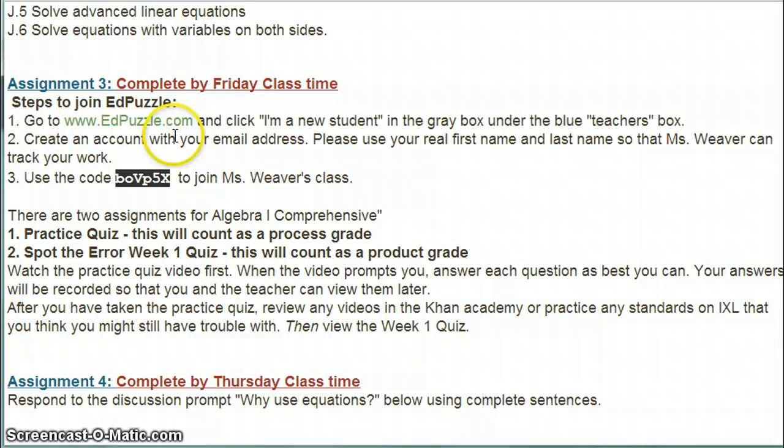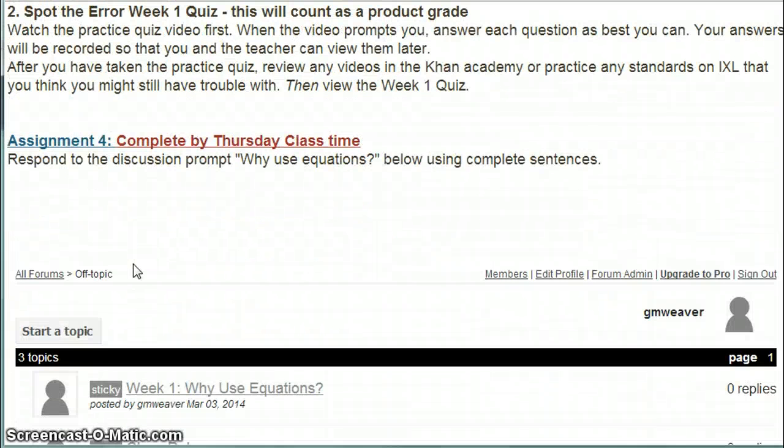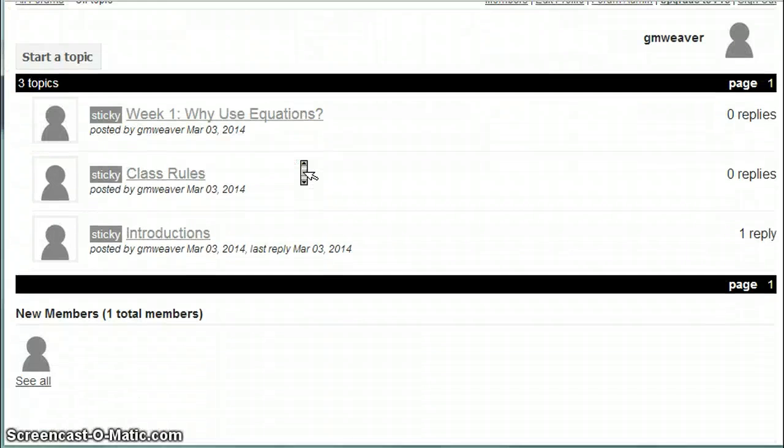Next, we have the Edpuzzle assignments with directions of how to use the website and log in. And there are 2 quizzes this week. One is a practice quiz that also provides information on how to solve a problem. And the second one is the actual quiz itself. And there are 2 questions about spotting an error, in which students will spot the error, explain it, and correct it. Finally, students are asked to post a response to the discussion prompt, why we use equations. At the bottom of the page, we can see our discussion board.